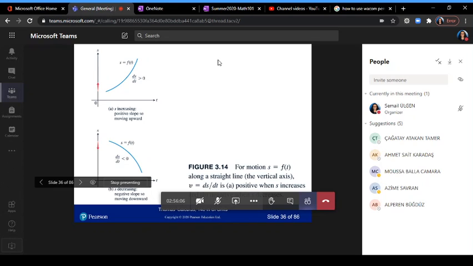Now we want to understand the meaning of the derivatives a little bit more. So let's say s is equal to f of t, and this is a position function, right? So this curve, as you see, is increasing, going up. And what does it mean? The displacement is increasing, right? You are changing the position.